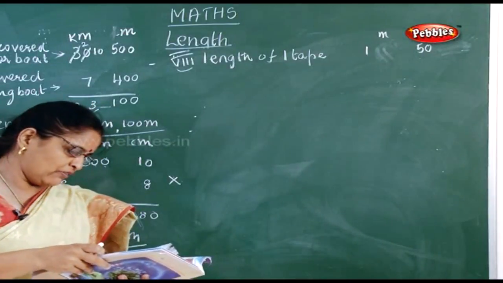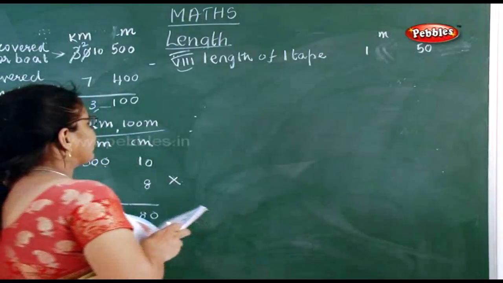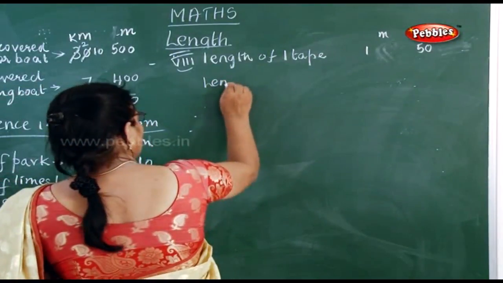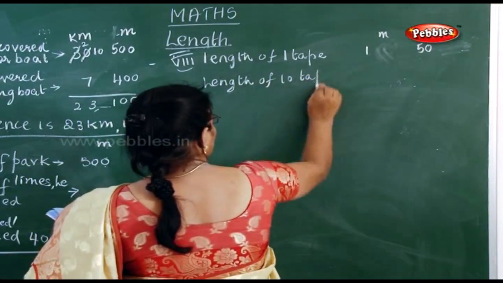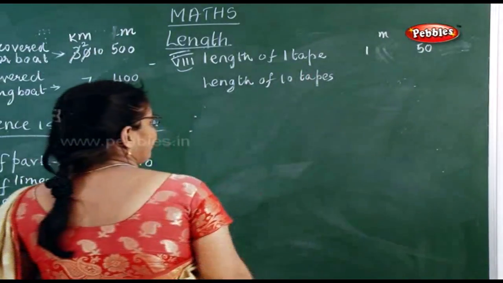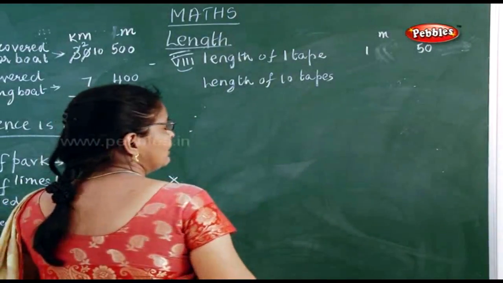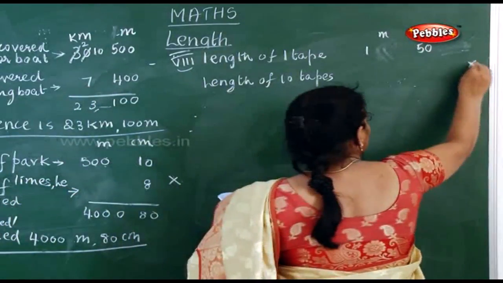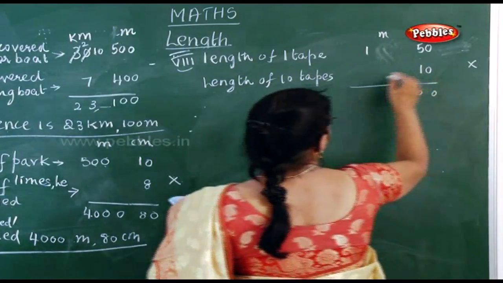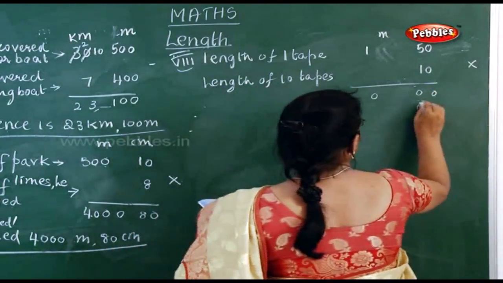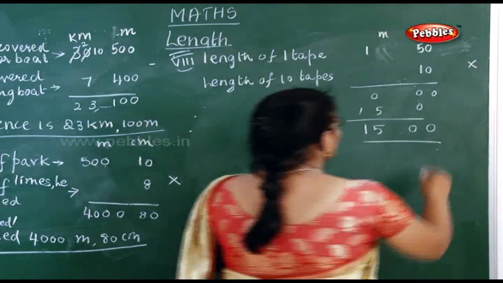Now, what is the next one they have given? What will be the length of 10 such tapes? So immediately, now what you have to write? Length of 10 tapes. For one tape, they have given 1 meter and 50 centimeter. Now, you have to find for 10. So, immediately you have to multiply with 10. So, what is it? 0, 0, 0. Then this 0, 5 and 1. So 1500.